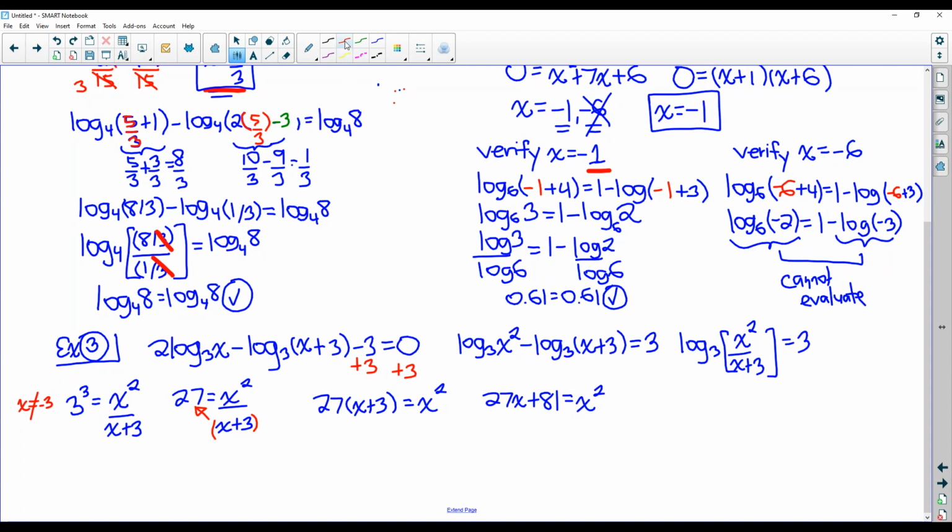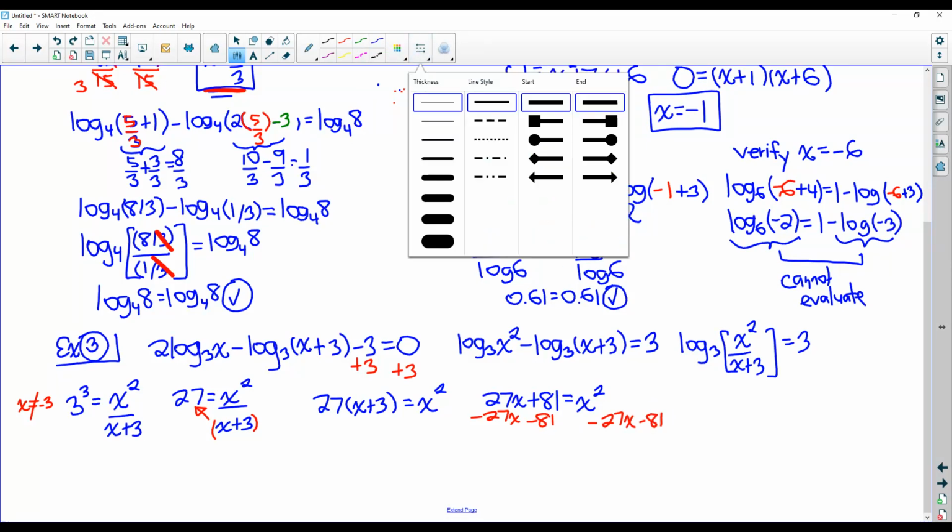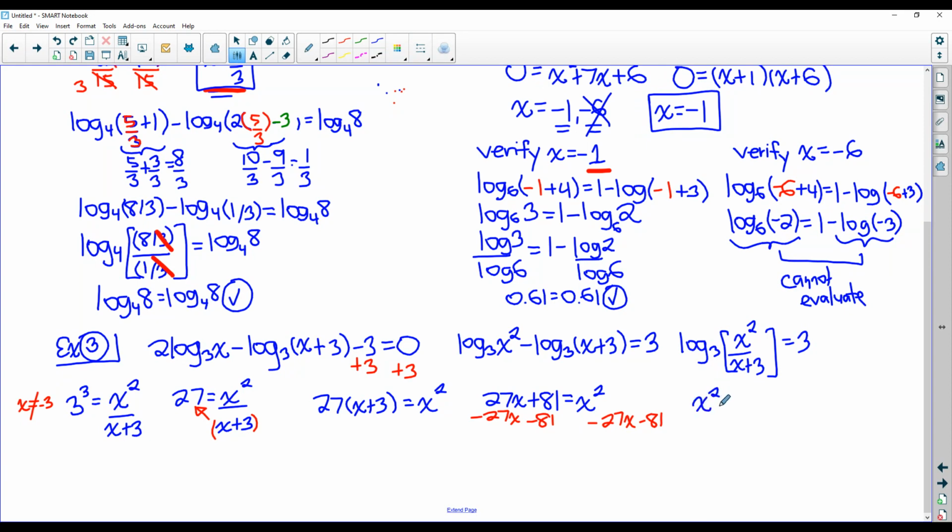And this is a quadratic, so I want to get everything onto the same side. So we will subtract 27x and subtract 81. And then this is going to be x squared minus 27x minus 81 is equal to 0. Now, unfortunately, this is a quadratic that is not going to nicely simplify. There are solutions, it's just not going to factor well.